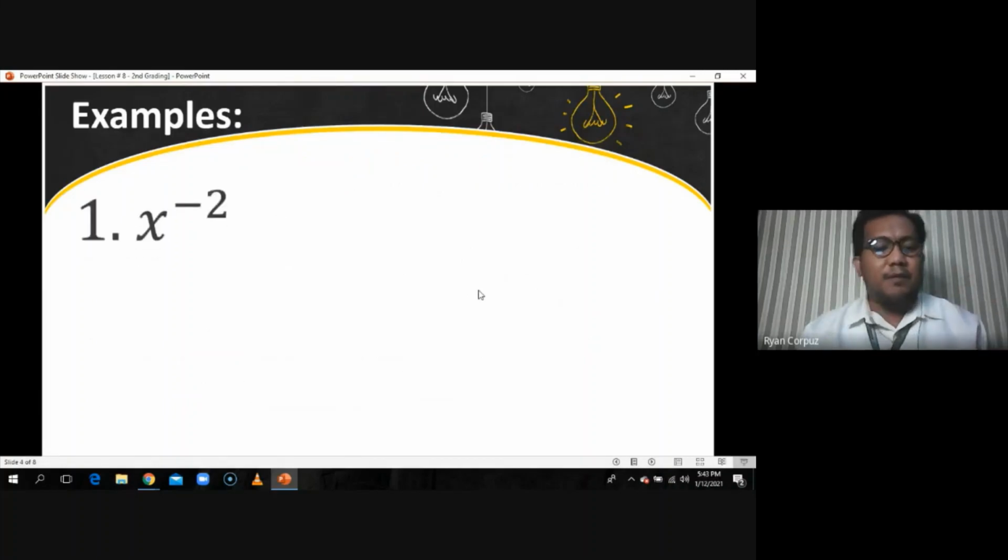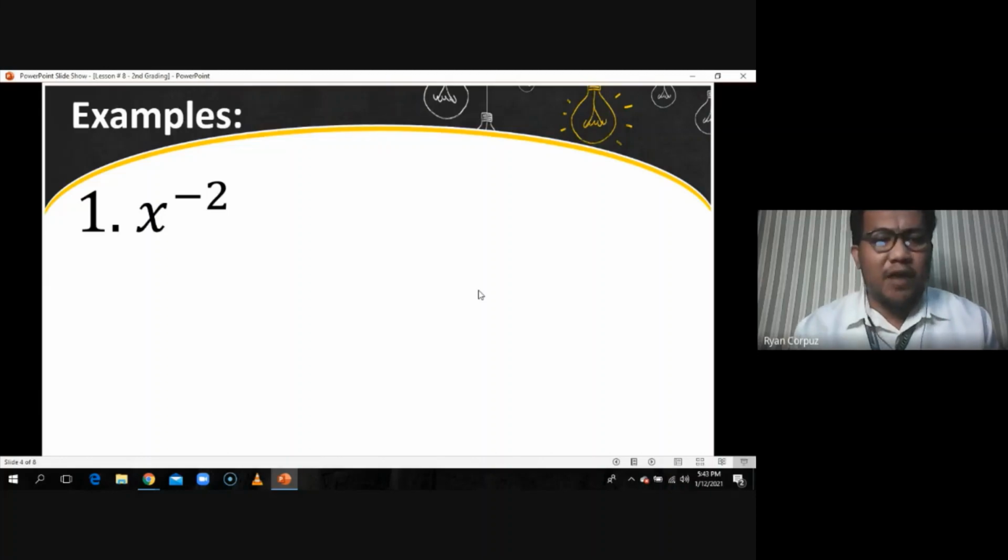So in example number 1, we do have the given x raised to negative 2. As you can see, if you come up with an answer which is x raised to negative 2, that means your answer is not yet simplified. So that means it's not yet the final answer unless you make that exponent positive. How? Sabi kanina, on a thing that we have to take note, kailangan natin kunin yung reciprocal niyan.